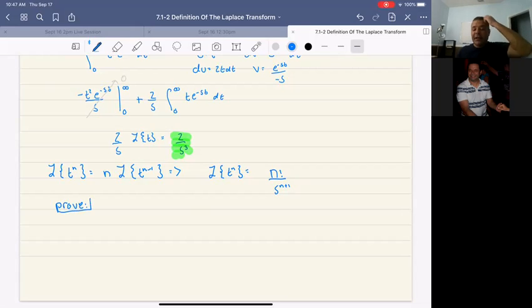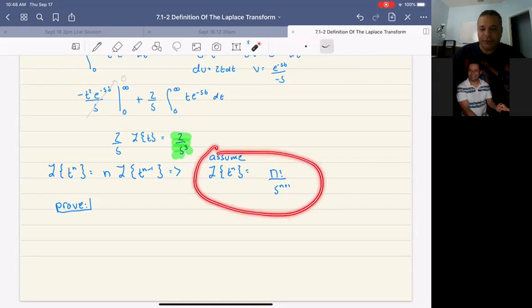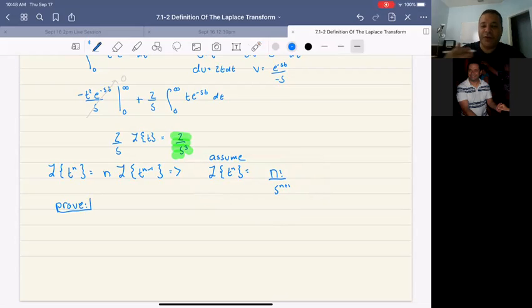Okay, so now I have to prove the induction step. So we assume this is true. We're going to show what happens for the next one. Some people will assume it for n minus 1. I like assuming it for n and then showing it's true for n plus 1. So assume it's true, and then we're going to do it.